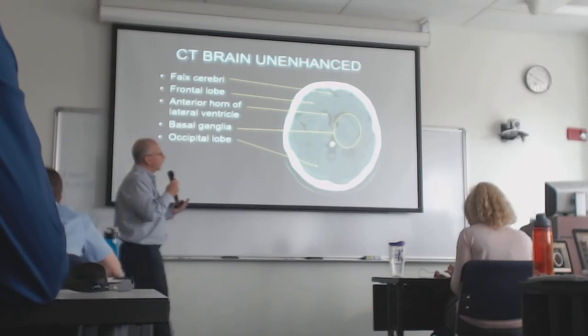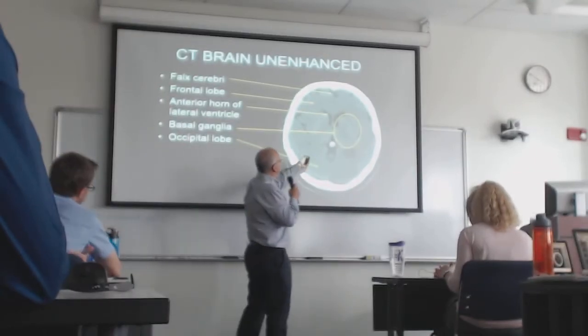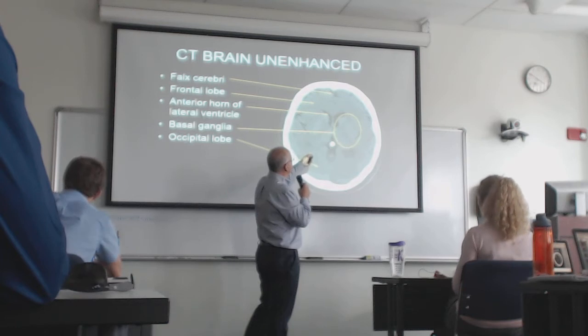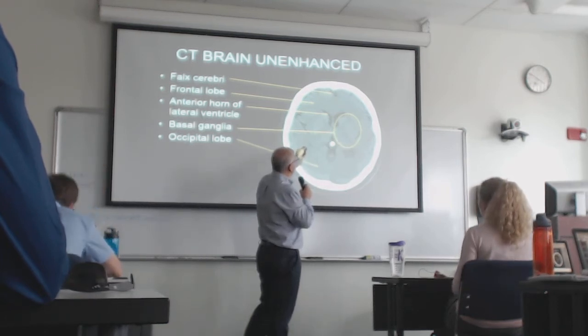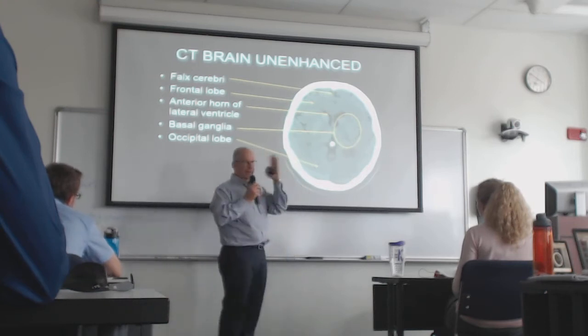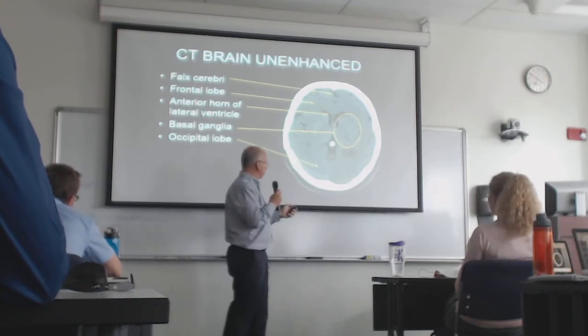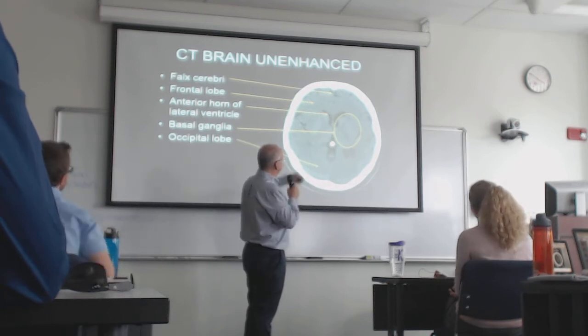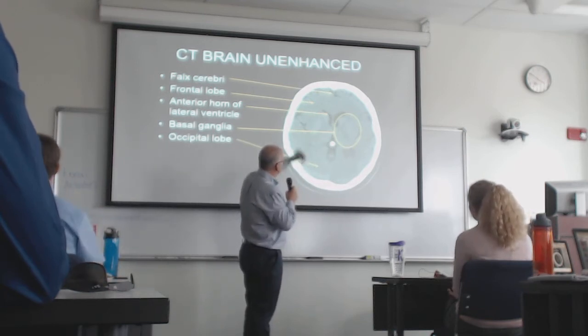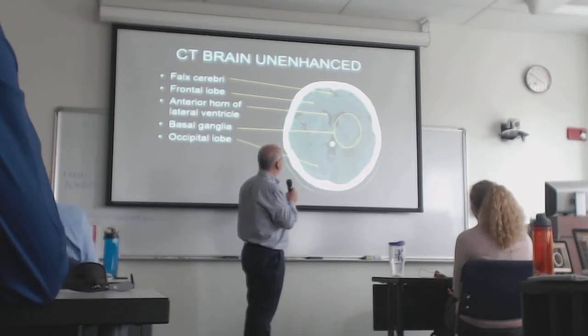Now we go up a little higher. Now we start getting into the frontal horns of the lateral ventricle. Here's the midline again, and there's something called the falx, right? That's the midline divider between the cerebral hemispheres. There's an anterior falx and a posterior falx. It's the same thing, it just happens to go through.